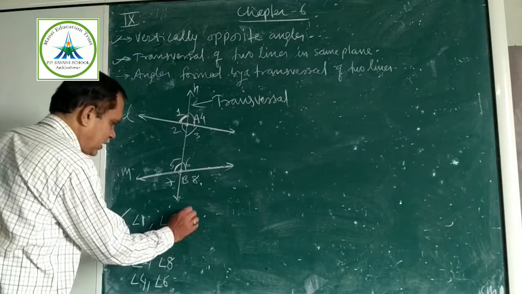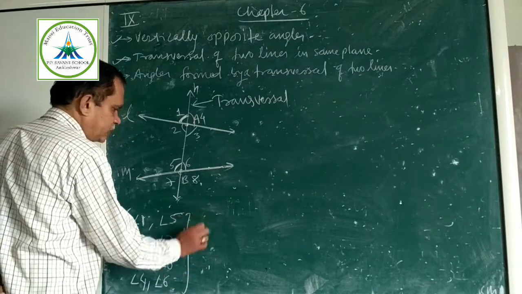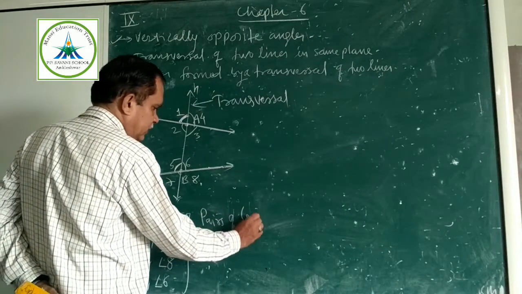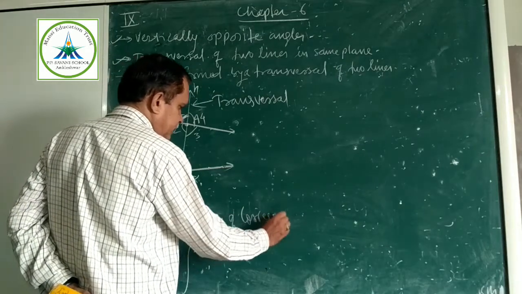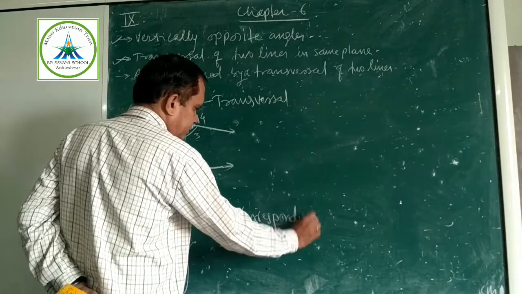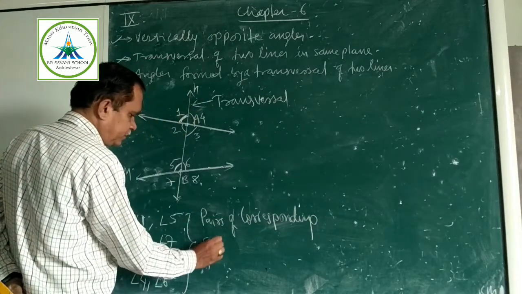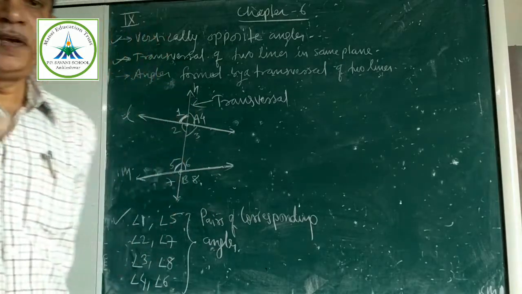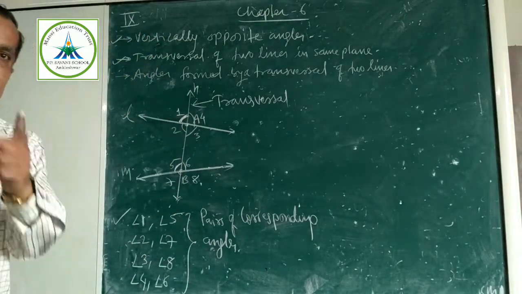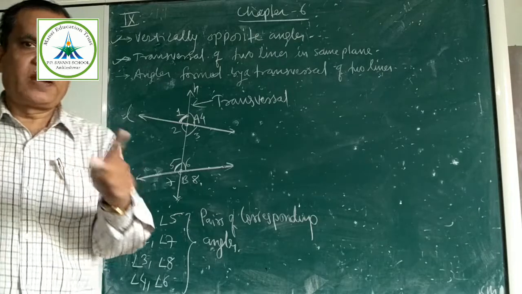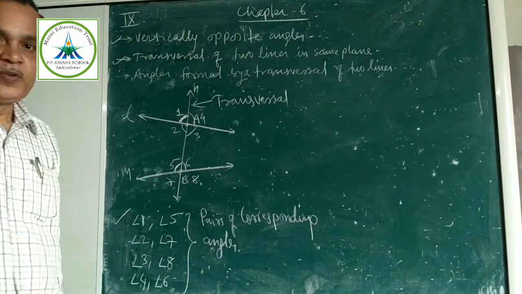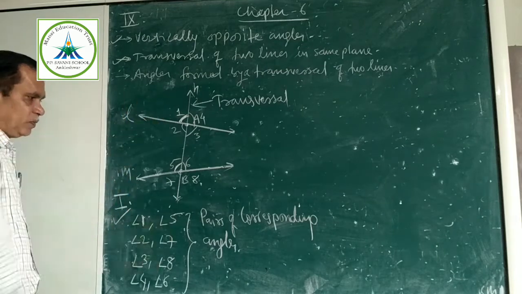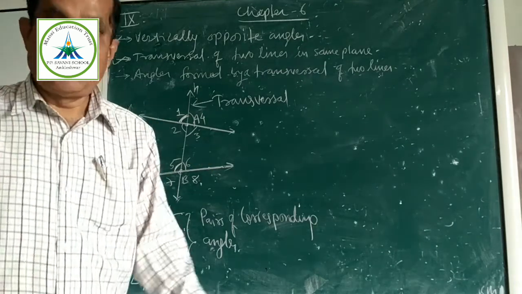Now, this type of angles are known as pairs of corresponding angles. Pairs of corresponding angles. Now, from the diagram, everyone is now able to write pairs of corresponding angles. Okay, very good. So, number 1, pairs of corresponding angles.